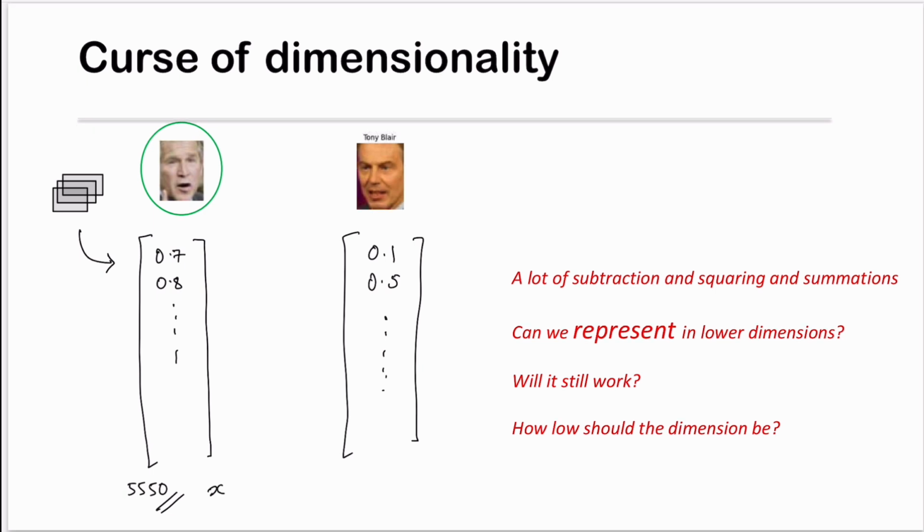Let me denote the images or the vectors as x and y. The distance between x and y will be nothing but the summation, i running from 0 to 5550, of (xi minus yi) whole squared. So it will involve a lot of subtraction, squaring, and summation over 5550 components. So the natural question is, can we represent it in lower dimension? And how low can the dimension be so that it still works?